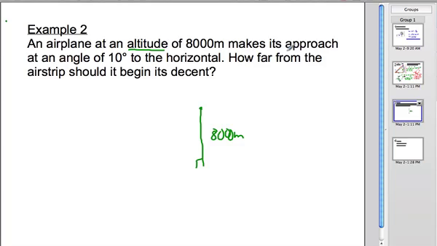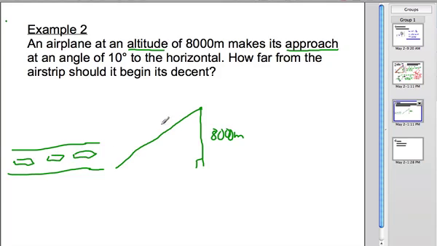Approach means that's the part of the flight where it starts to go down towards its landing. So it's going to start going down. It makes an approach towards the runway, and the runway is going to be over here somewhere. It makes its approach towards the runway at a 10-degree angle to the horizontal.